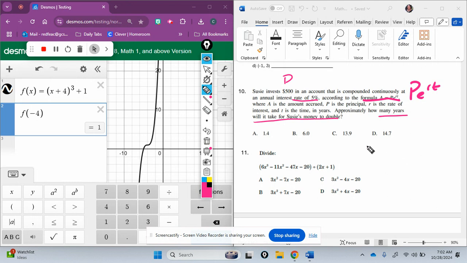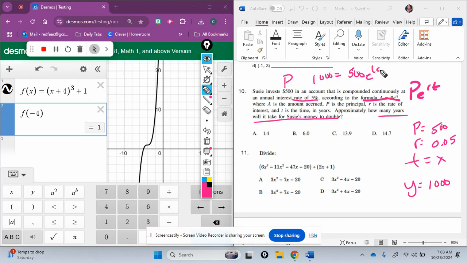So it's asking you, you don't know T, so your P is equal to 500. R is equal to 0.05. Your T is X because we don't know. But it's asking how long will it take Susie to double her money. Her money was $500. So to double $500, you're going to do Y equals 1,000.